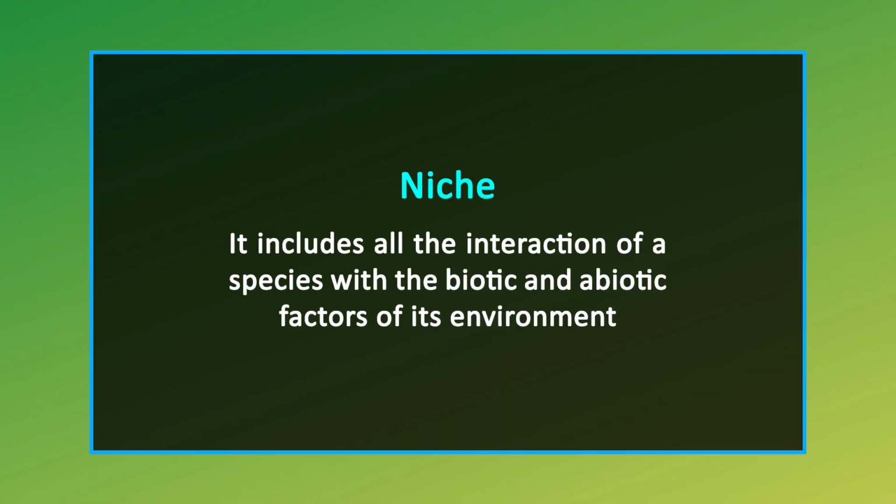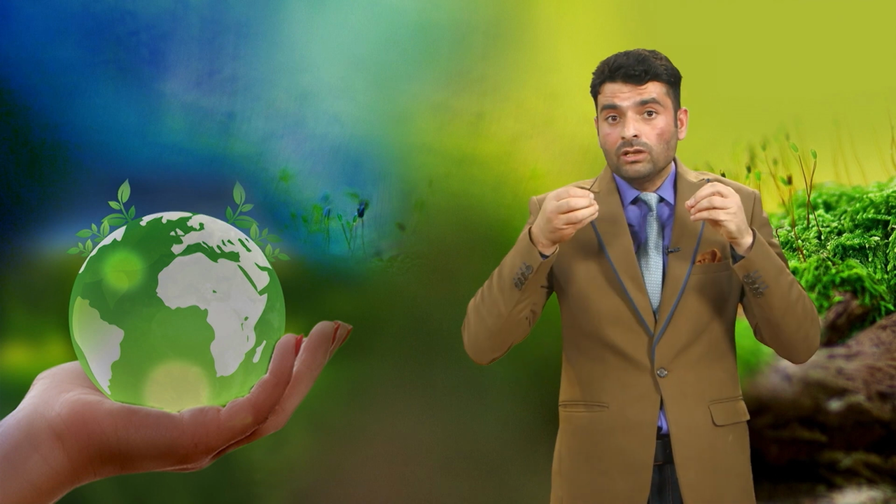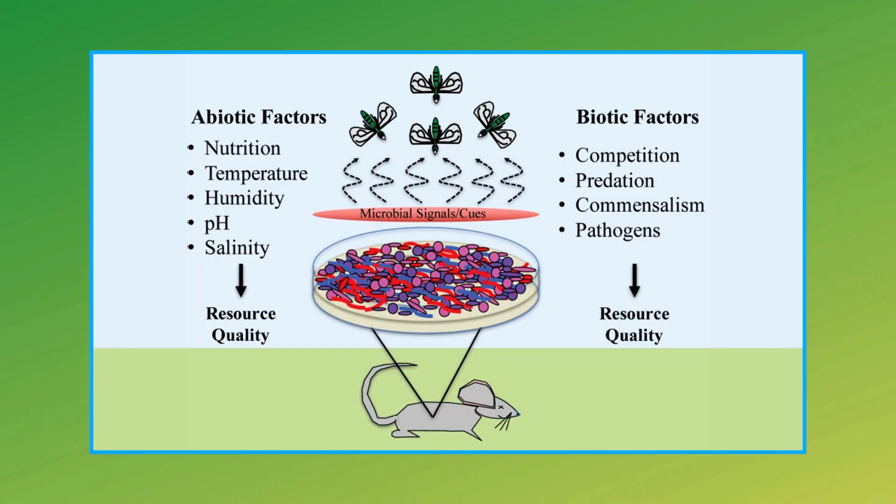Now dear friends, what is niche? It includes all the interactions of a species with the biotic and abiotic factors of its environment. Each species has a defined range of various abiotic factors that it can tolerate, a number of resources it utilizes for survival, and it performs a specific functional role in an ecosystem. All these together form a niche which is unique to a species.